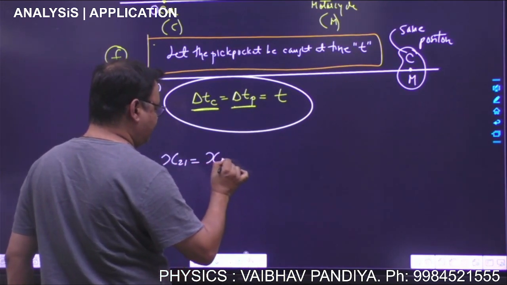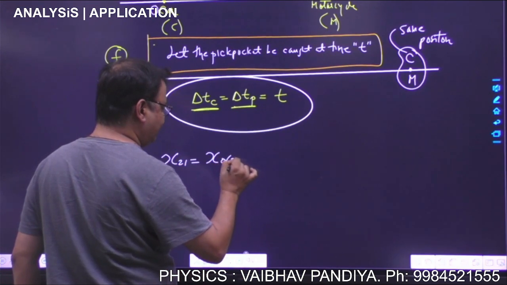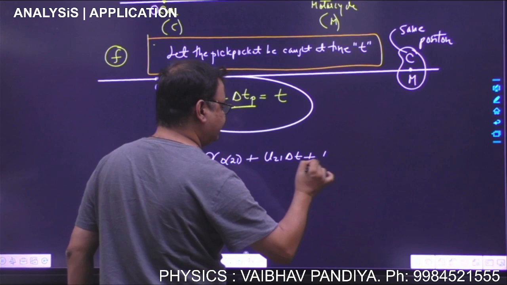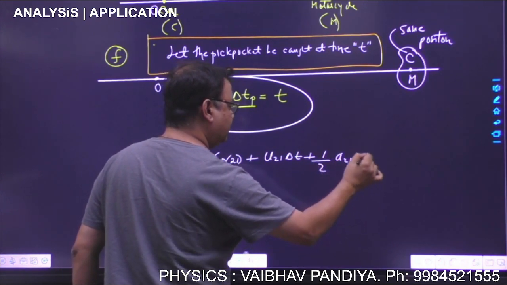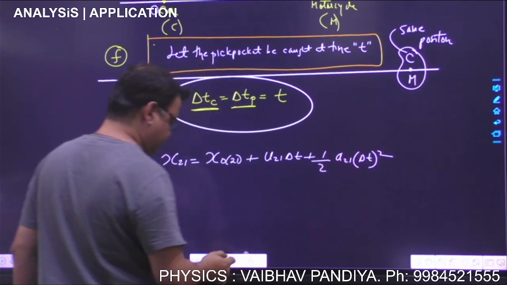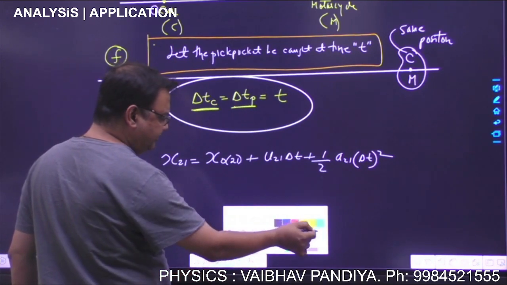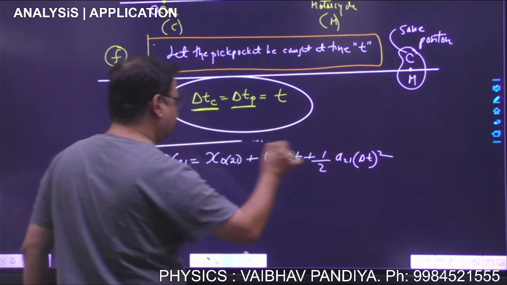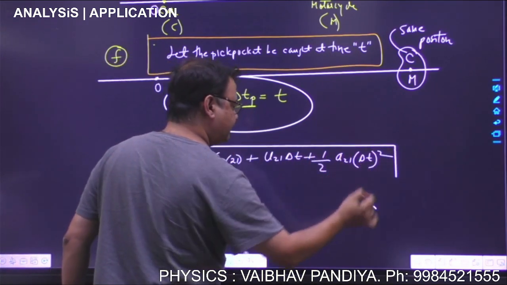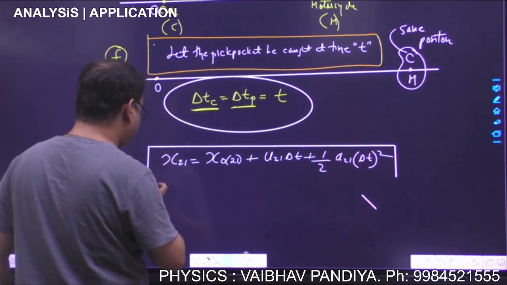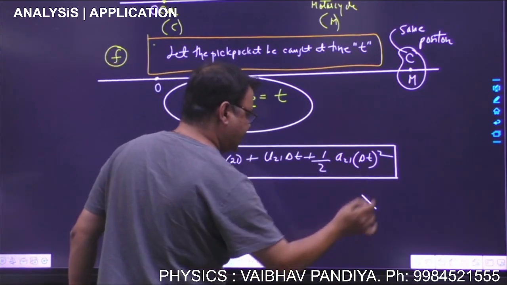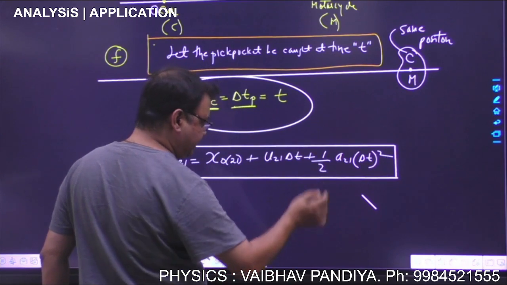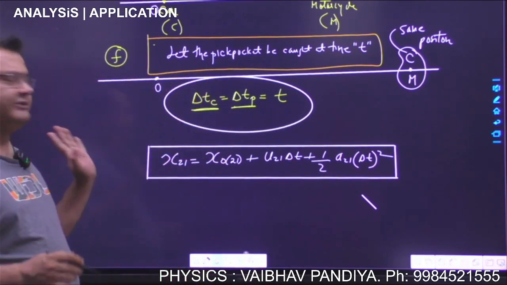x naught, the initial position of 2 with respect to 1, plus u21 delta t plus half a21 delta t square. You can also find both the positions separately and then equate them. One way is to find the position of the pickpocket after a time t, find the position of the police car after a time t, and equate them. That is one way. Another way is that since they have the same time of travel, delta t is the same, so we can also apply the relative equation.